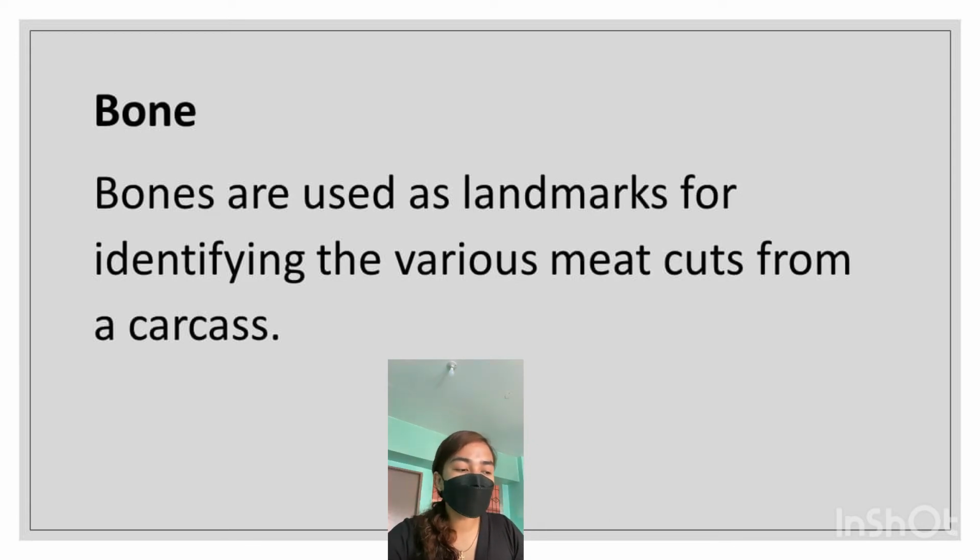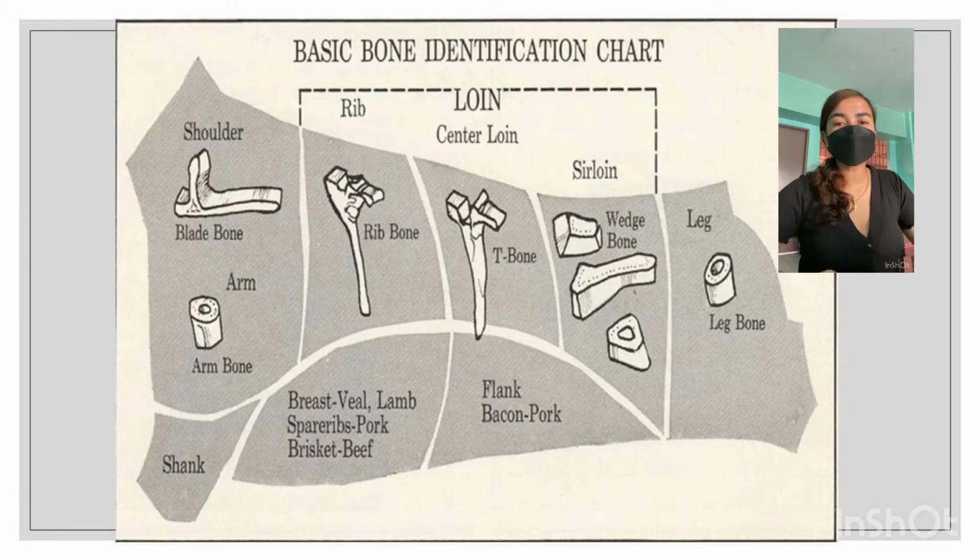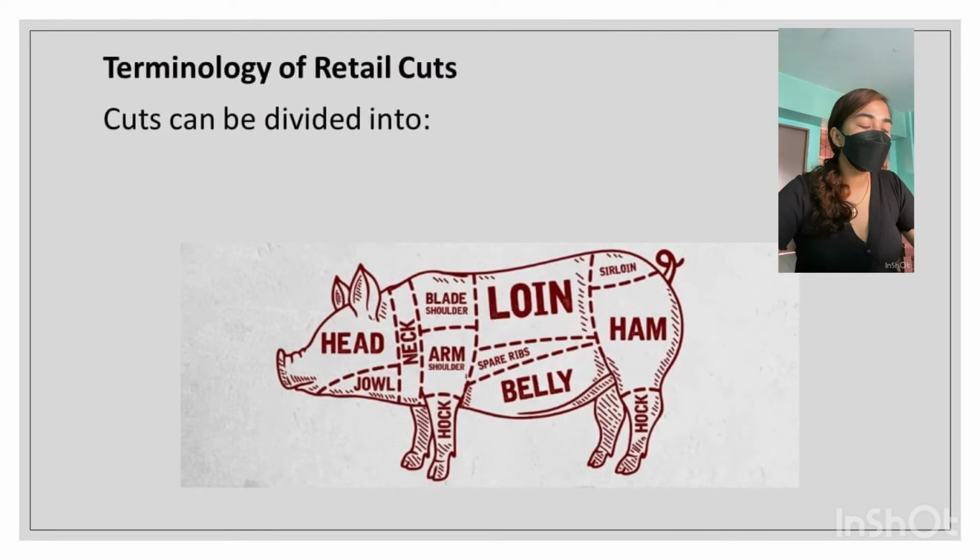So marrow is valued food in many countries as it provides much of the flavor in stocks and soups. Okay, so as you can see here, this is the basic bone identification chart, whether it's pork, beef, or lamb. Okay, terminology of retail cuts. So the use of the standard system of naming retail cuts is not mandatory. So consumers often face additional confusion at the market.